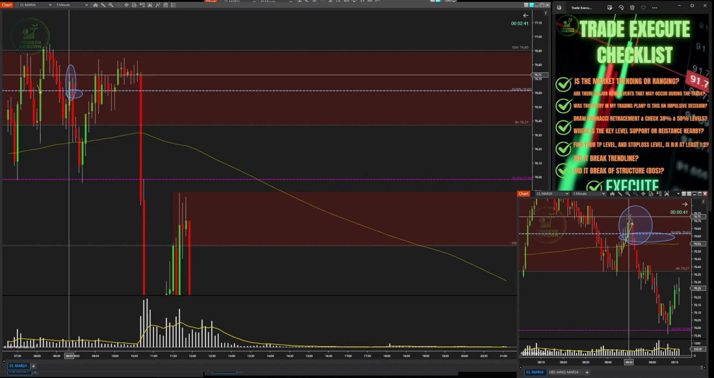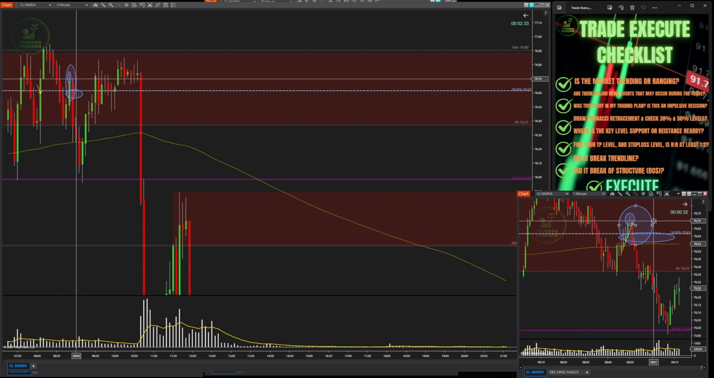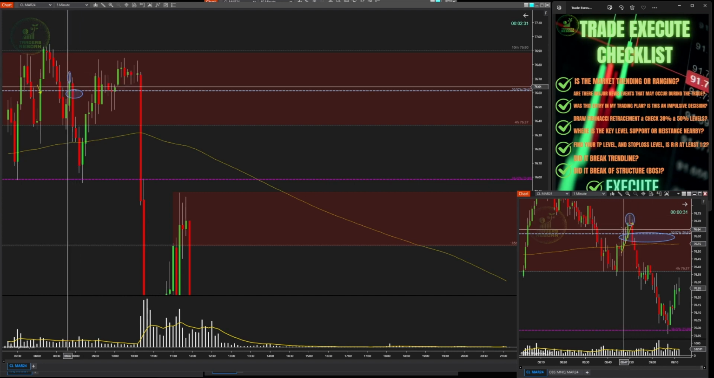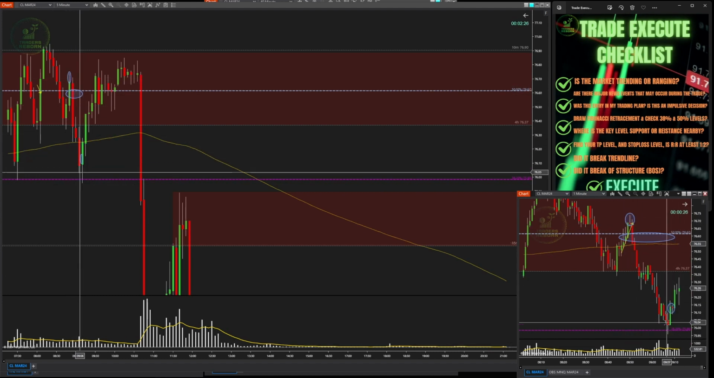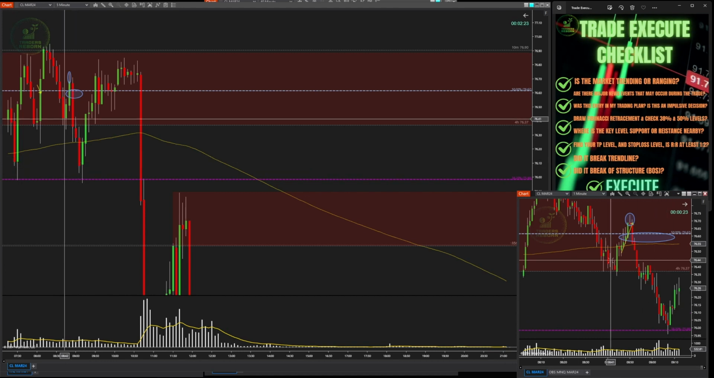Right here you start seeing a rejection. You see, this is an inverted hammer. This is what we try to look for when we're looking for reversals. The first sign of reversals is usually the inverted hammer or a hammer. It will look something like this as a hammer right here, and then this is an inverted hammer, an upside down hammer.